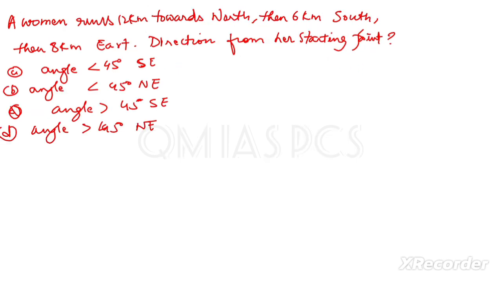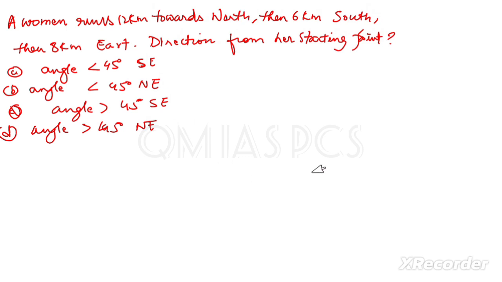See, look at this option. By looking at the options, it is clear you have to represent the direction very clearly, then you can answer this question. Okay, why am I saying this? See, the question is: a woman runs 12 km towards north, then 6 km towards south, then 8 km towards east. Now you have to find what is the direction from her starting point. You have to make the direction. Okay, you have to make the angle.